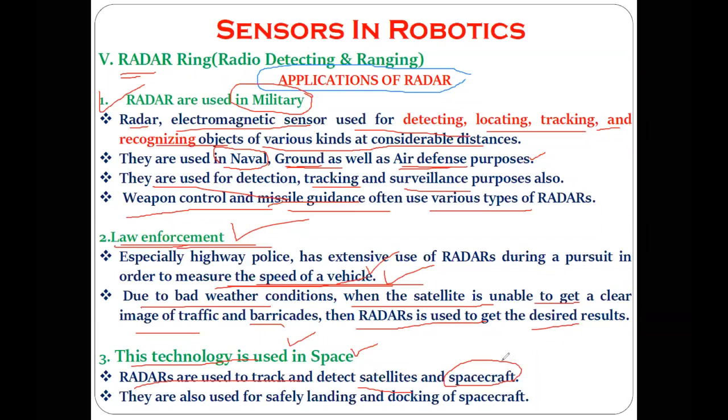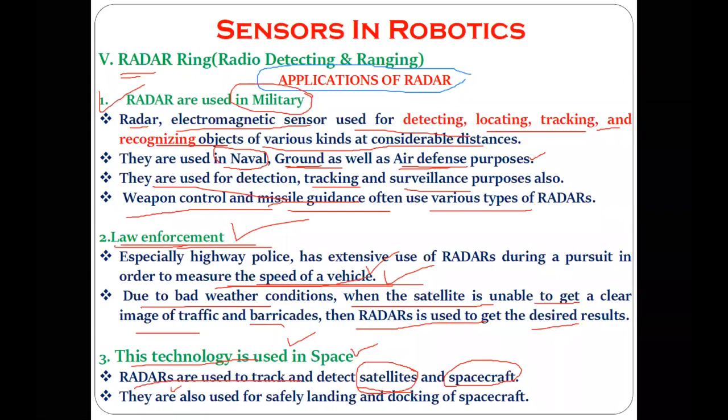Spacecraft, right. Chandrayaan 2 mission, we have sent that spacecraft to the moon in space. So when it was moving, how long it is traveling, what is the distance, et cetera, what is its exact position, all these kinds of things, where exactly the satellite is, what is its location, all these kinds of things can be detected or tracked with the help of the radars.